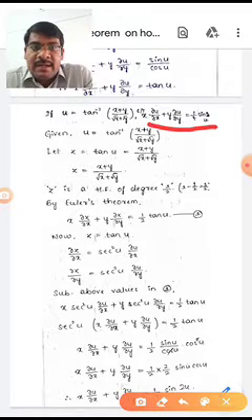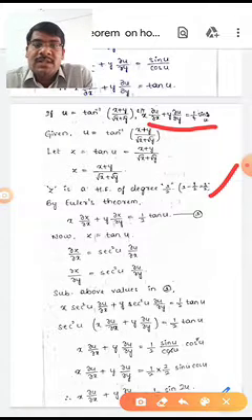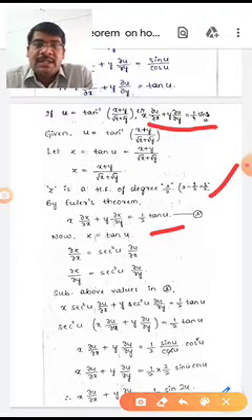Here, on the right hand side, z is a homogeneous function of degree 1 by 2, that is, numerator degree 1, denominator degree 1 by 2. Here 1 minus 1 by 2 is 1 by 2. Here by Euler's theorem, x ∂z/∂x + y ∂z/∂y is equal to 1 by 2 z. Here z is equal to tan u.